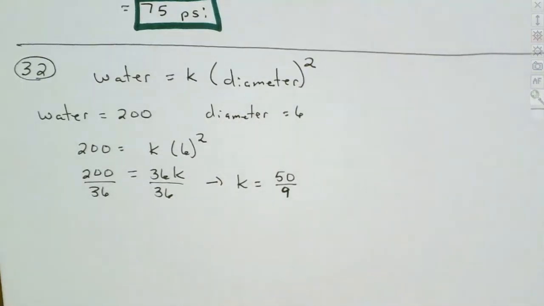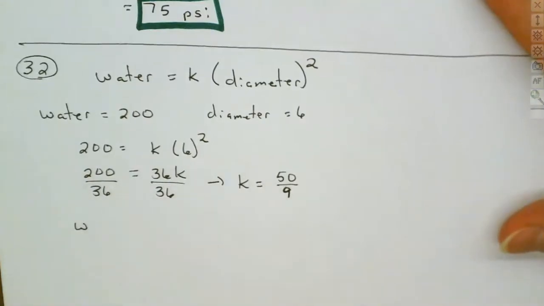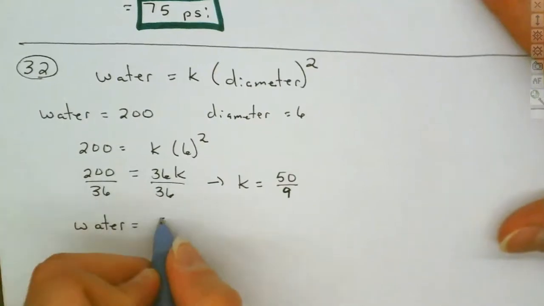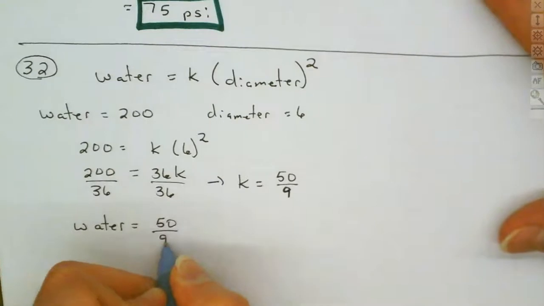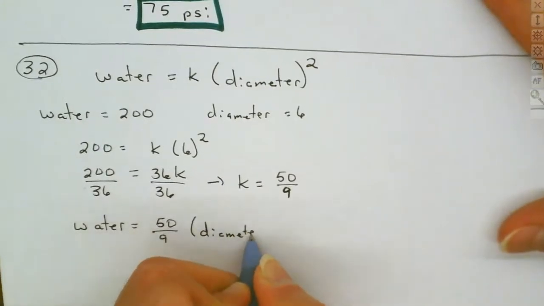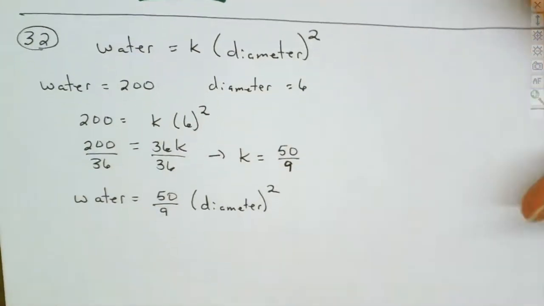You can use a decimal if you want. All right, if you want to use a decimal to 2 places, you can do that as well. I just kept the fraction because this one has fractions, so I'm going to keep the fraction. So now our water is going to equal 50 over 9 times the diameter of that pipe squared. Okay, now that's our new formula.